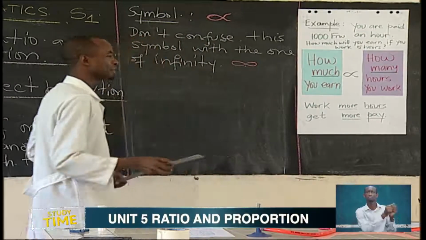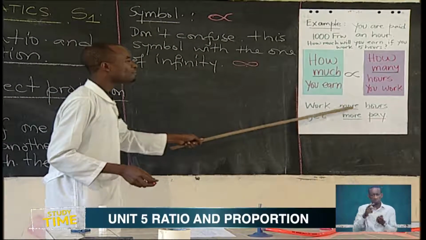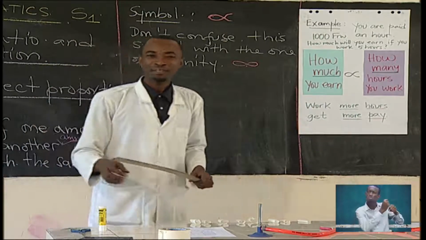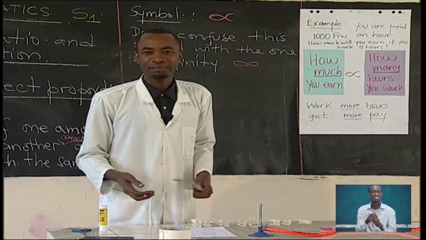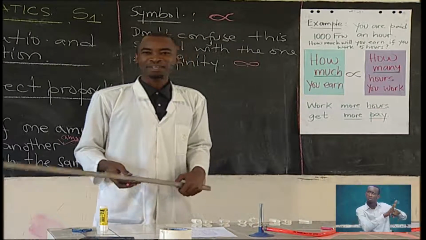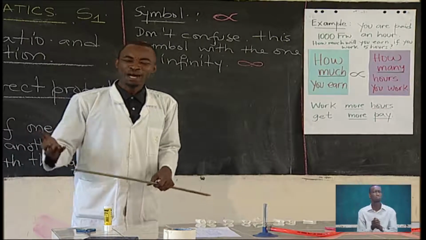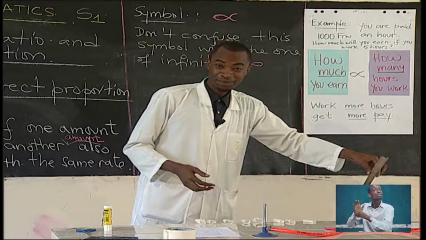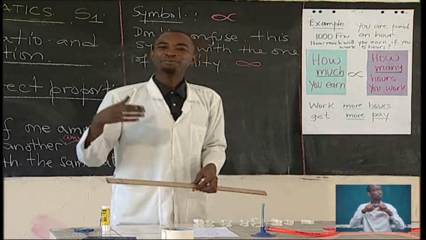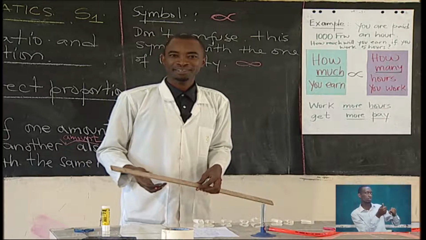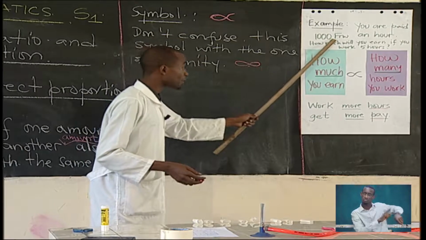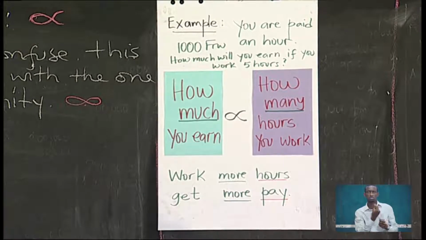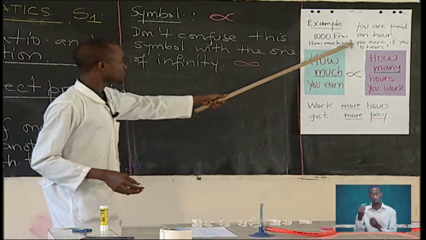What does it mean? It means work more hours, you get more pay. If you work many hours, you will earn a lot of money because you've worked many hours. It means how much you earn is proportional to how many hours you work. Is it understandable? I hope you understand. It means if you're supposed to work like 10 hours, and for 1 hour you are paid 1,000, the amount of money you will earn will be much. Now, let's do this question together.